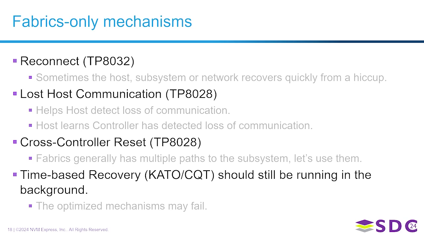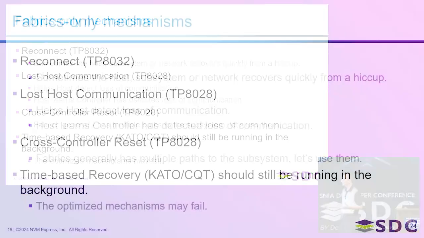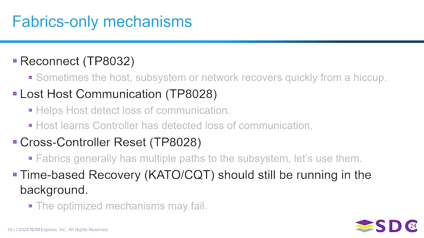So let's make it faster. These are a few mechanisms that we're going to talk about. The reconnect, we're trying to just connect on the same path with the same controller. We just think that there was a hiccup in the network. The lost host communication allows us to find out from the controller through another path that the controller thinks that there's a loss of communication. And cross-controller reset allows us to reset along another path and find out exactly when the commands are done processing.